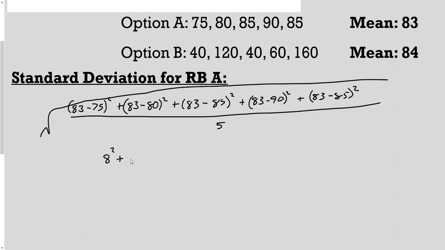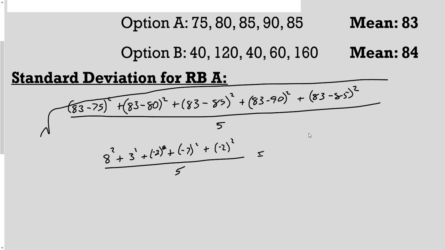83 minus 80 is 3. 83 minus 85 is negative 2 squared, which would be just 4, right? 83 minus 90 is negative 7. And 83 minus 85 is negative 2 again. And we're going to divide all of that by 5.